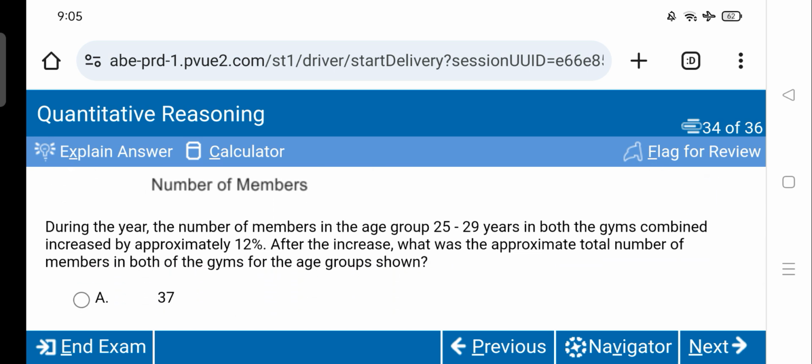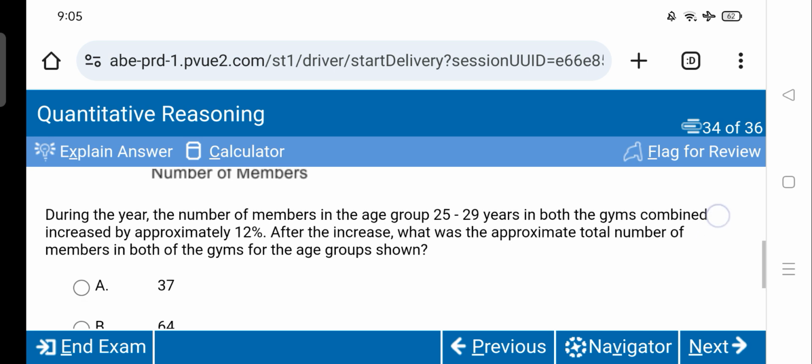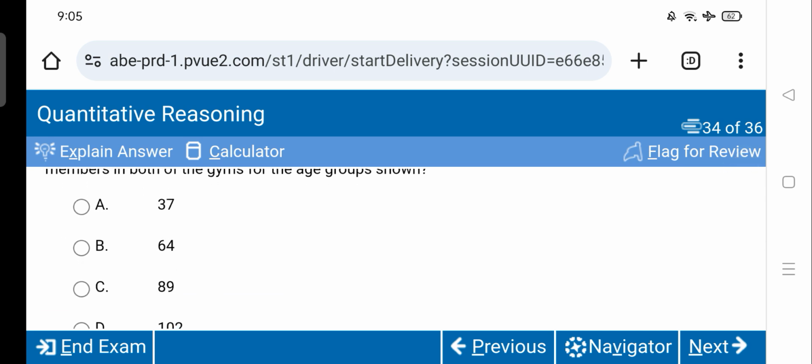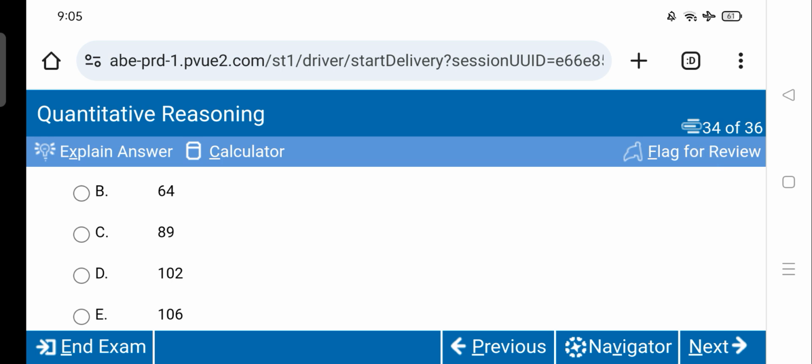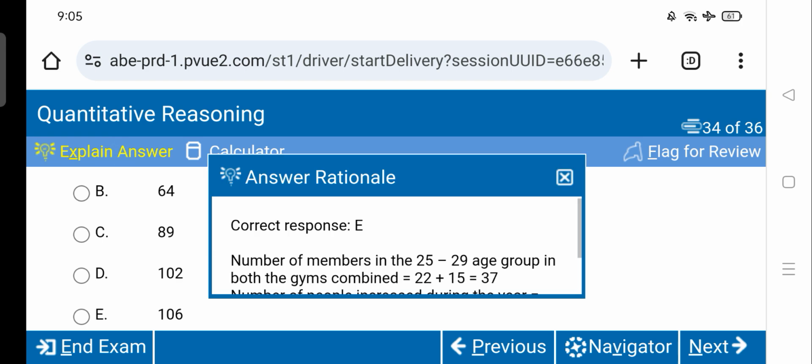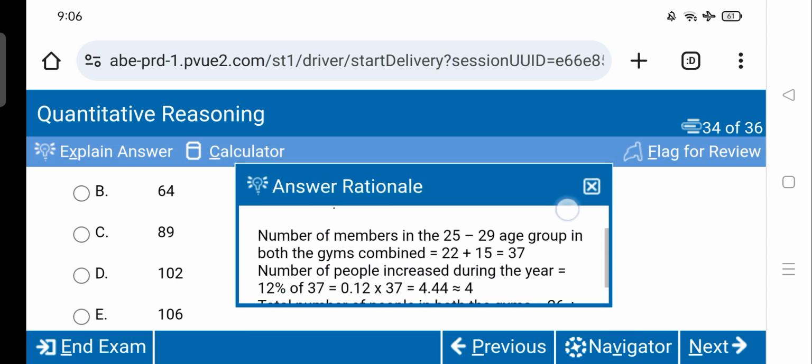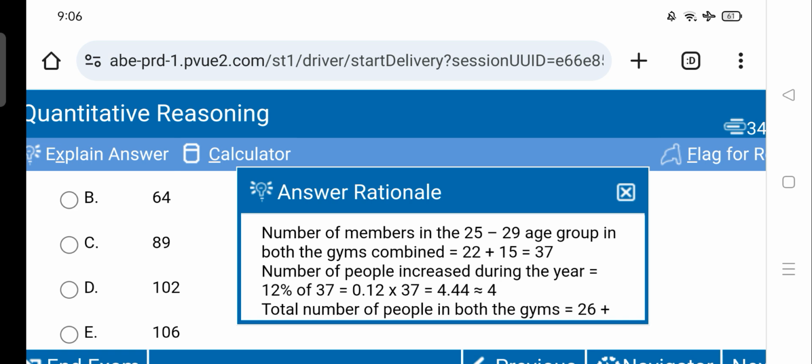During the year, the number of members in age group 25 to 29 years in both the gyms combined increased by approximately 12%. After the increase, what was the approximate total number of members in both of the gyms for the age groups shown? Option A 37, option B 64, option C 89, option D 102, option E 106. Correct response is option E, that is 106.